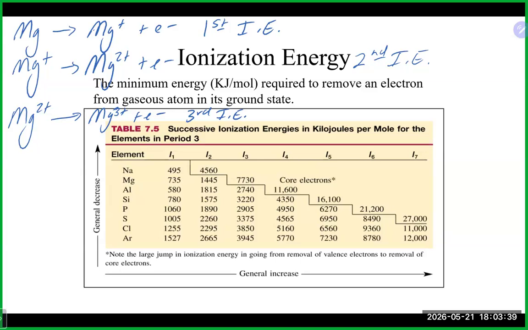The general trend for ionization energy, when you look at the periodic table for first ionization energy, is that it increases as you go up and to the right, and it decreases as you go down to the left. The higher the ionization energy, the harder it is to remove an electron. The lower the ionization energy, the much easier it is to remove an electron.